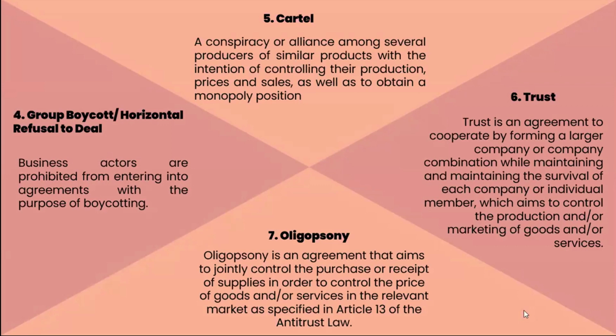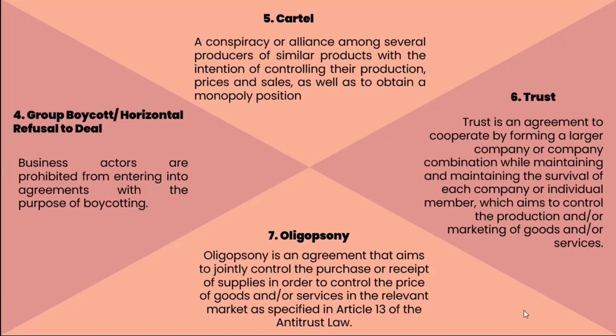Number 5, cartel. A cartel is when there is a conspiracy or alliance among several different producers of similar products with the illicit intention of controlling the production, price, and sales of those products, allowing themselves to obtain a high monopoly position within a market. Number 6, trust. Trust is an agreement to cooperate by forming a larger company or company combination while maintaining the survival of each company or individual member. This aims to control the production and/or marketing of goods or services.